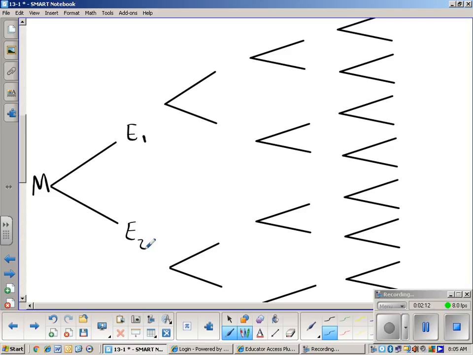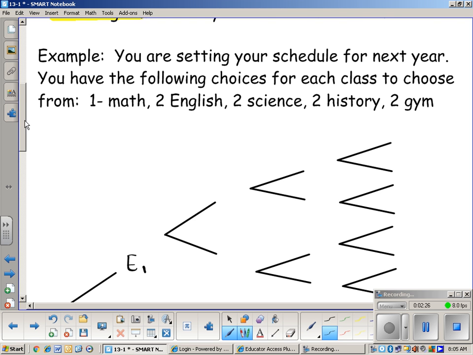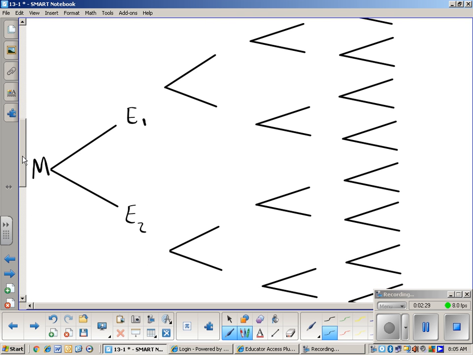Does that make sense? Okay. So right now I have either math and English 1, or I have math and English 2. Those are my 2 classes I've selected so far. So if I go on to the next class, I have 2 science classes to choose from. So if I go math and English 1, I could go science 1 or science 2. Or if I took math and English 2, then I could take my science 1 or my science 2. Is this making sense? How we're creating this tree diagram?